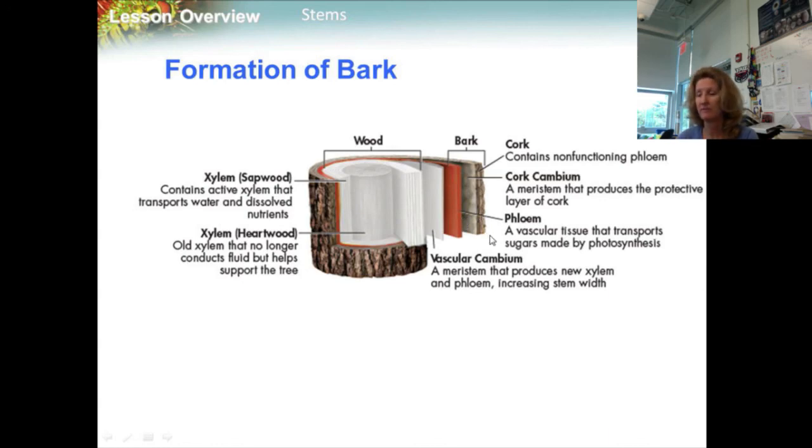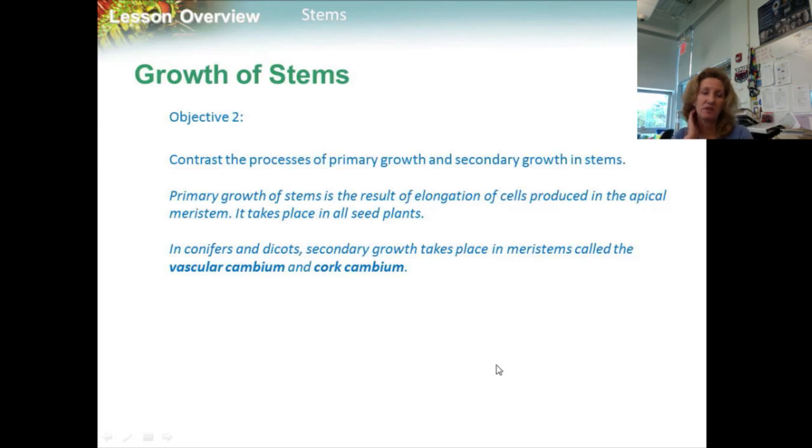So our objective 2 was to contrast the process of primary growth and secondary growth in stems. Primary growth in stems is the result of elongation of cells produced in the apical meristem. It takes place in all seed plants. In conifers and dicots, secondary growth takes place in the meristems called the vascular cambium and the cork cambium.